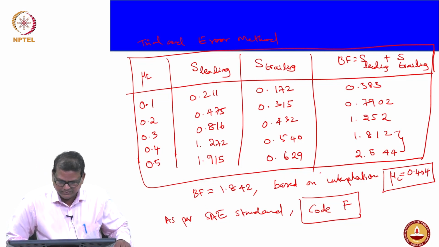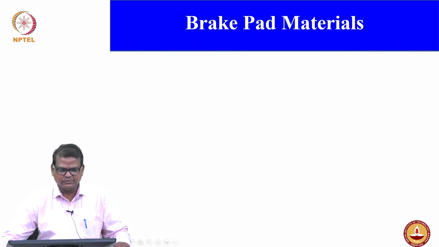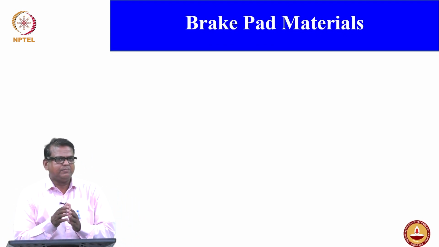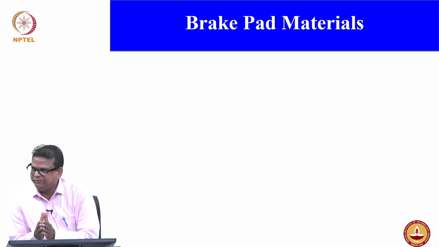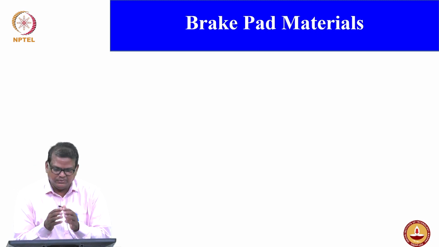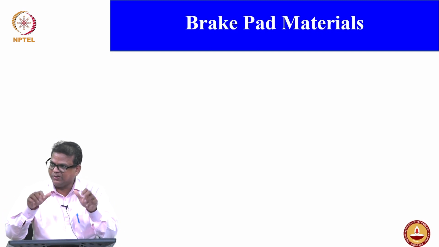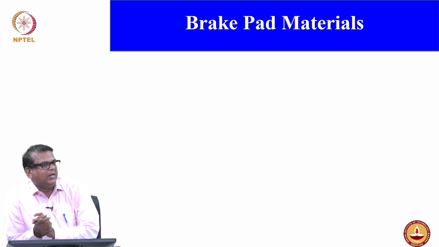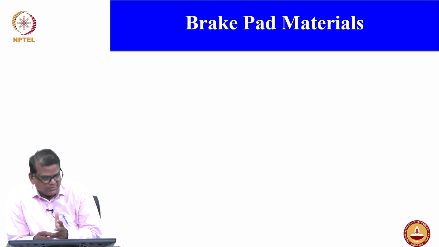Now I will move on to the friction material aspect. We will talk for only a few minutes about the friction material. Understand the purpose of the friction material is to develop the friction. The friction is not only developed but should be sustainable. If it is not sustained, you cannot hold the vehicle. So it should be sustainable, and it should have a high friction and stable friction.